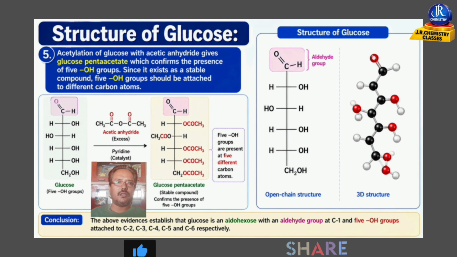Number 5. Acetylation of glucose with acetic anhydride gives glucose pentaacetate, which confirms the presence of 5 —OH groups. Since it exists as a stable compound, the 5 —OH groups should be attached to different carbon atoms.